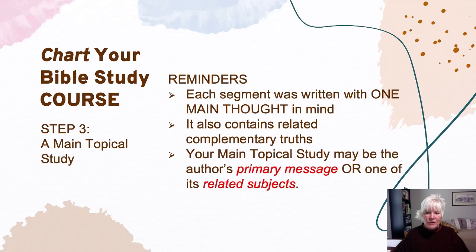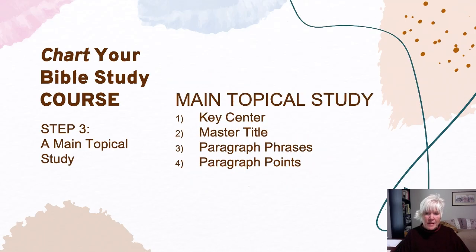A few reminders about this section in the book. Each segment was written with one main thought in mind, but it also contains related complementary truths. Your main topical study on your chart may end up being the author's primary message, but not necessarily. You may choose to use one of its many related subjects as your main topical study. The main topical study has 4 parts: key center, master title, paragraph phrases, and paragraph points.